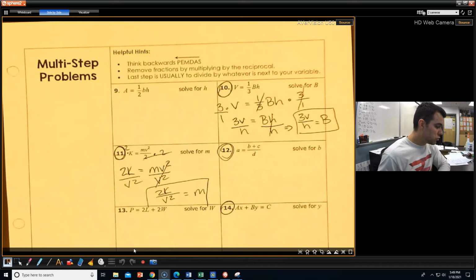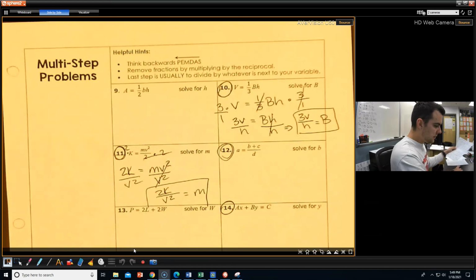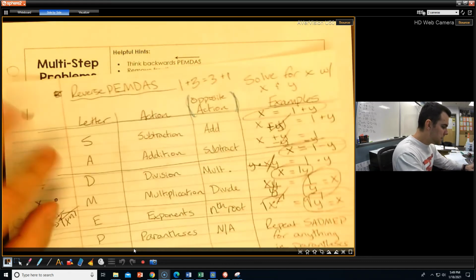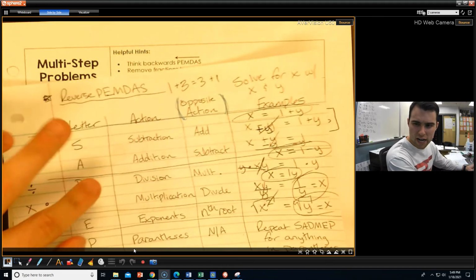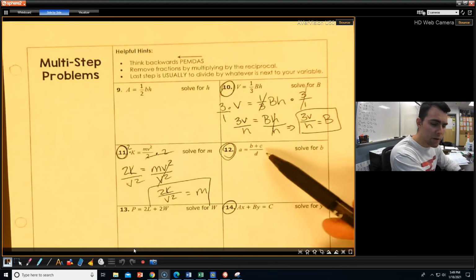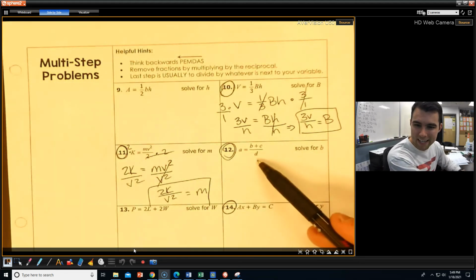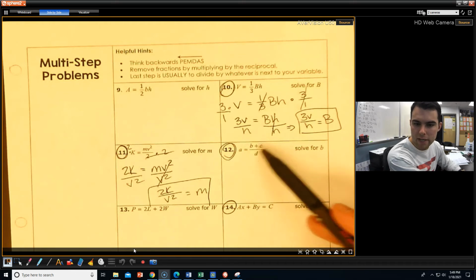Okay. Let's look at 12. We got a is equal to b plus c divided by d. All right. Let's look at our SADMEP again. Well, SADMEP tells us to get rid of what we're subtracting or adding first. Again, we kind of run into the same problem we ran into over here. I have this divide by d thing.